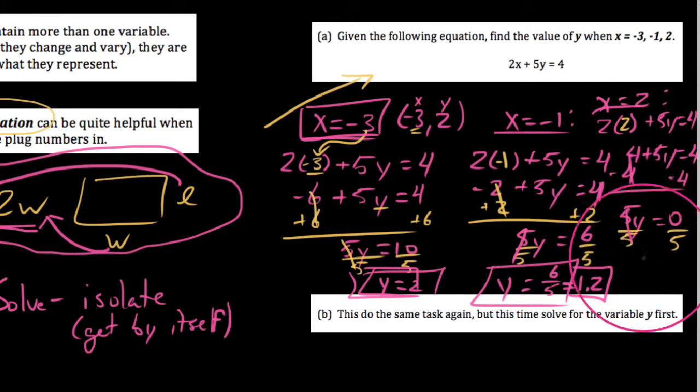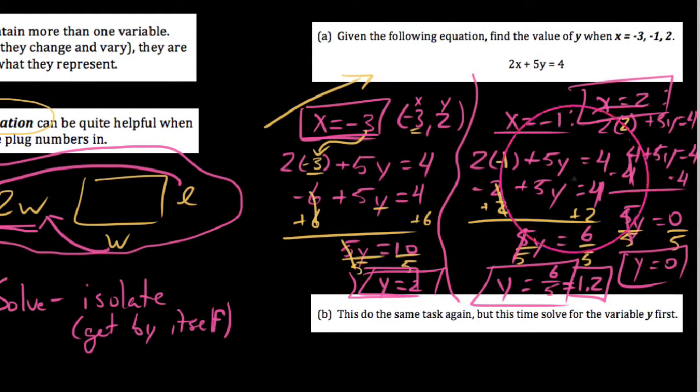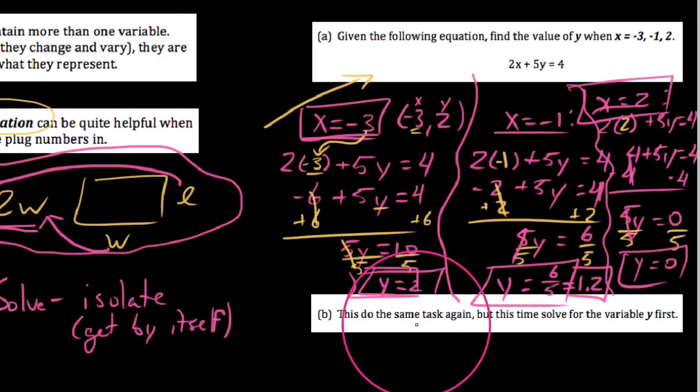And in this case, the answer is 0 divided by 5, which is 0, because 0 divided by anything is 0. So when x is 2, we got a y value of 0. So really easily, we can plug and chug. And that's simply it. What I want us to consider, though, is this.